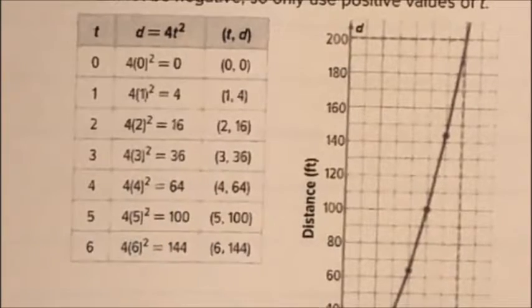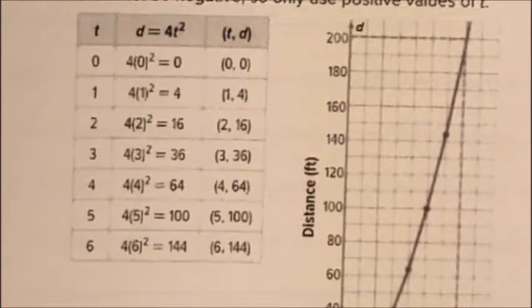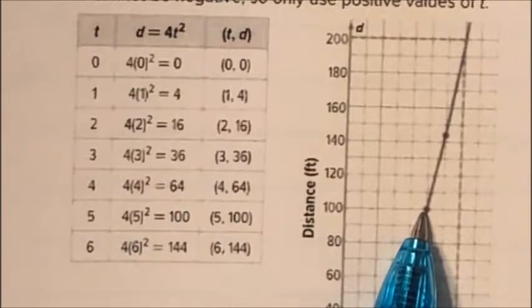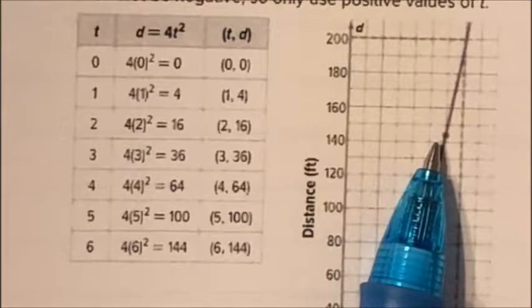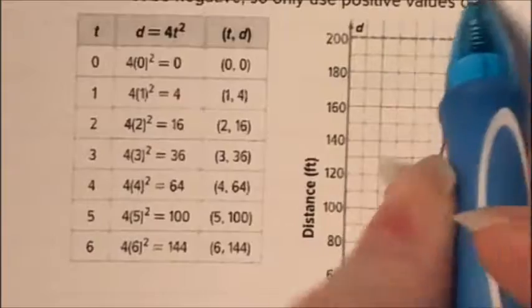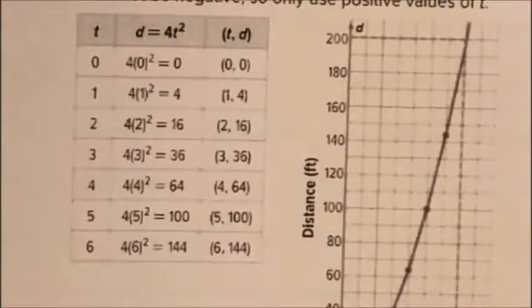So here are my points. I'm going to graph them. You can see that they're graphed: (0, 0), (1, 4), (2, 16), (3, 36), (4, 64), (5, 100), (6, 144), and so on. Now the second part says use the graph to find how much time it will take to travel 200 feet. So I'm looking for 200 feet, and I'm going to look at my graph.